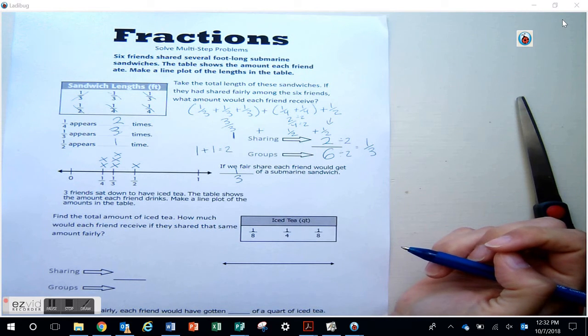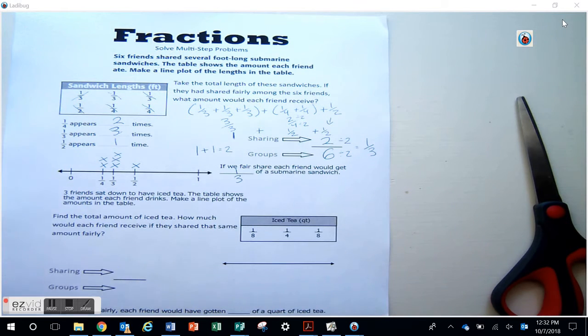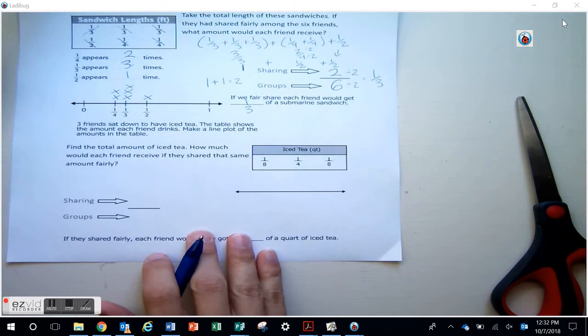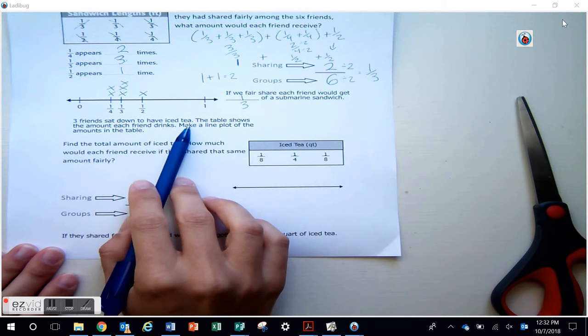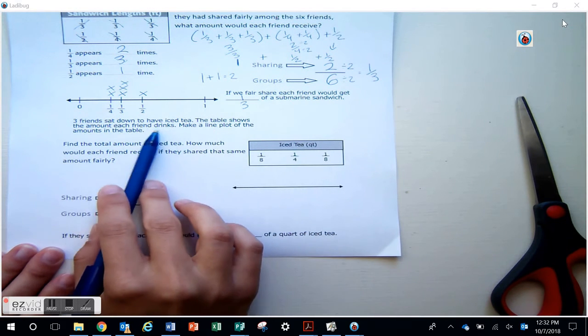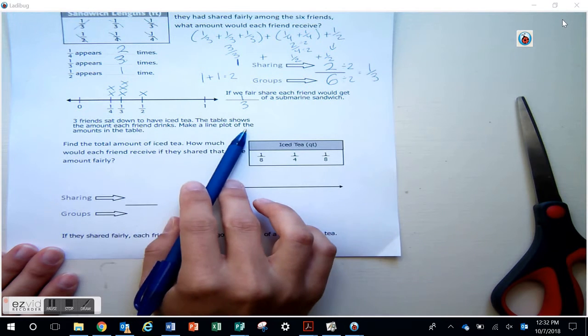Okay. Let's look at our next problem. 3 friends sat down to have iced tea. The table shows the amount each friend drinks. Make a line plot of the amount in the table. So I'm going to go ahead and start with 0.